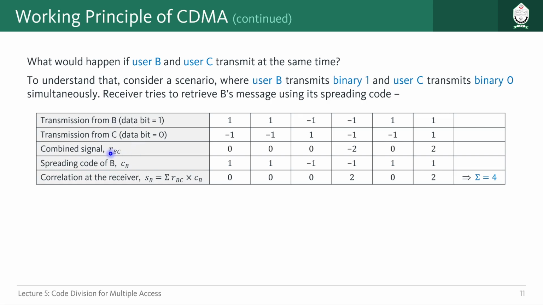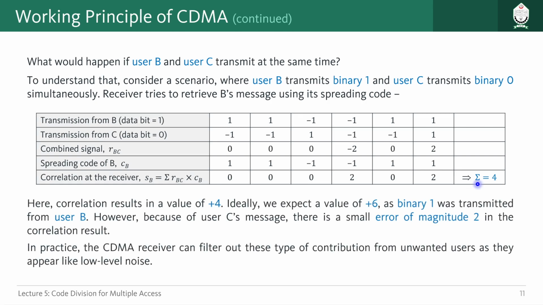So the combined signal R of BC is this one. We just add all those up, and this is the composite or combined signal at the channel. This will be received by our receiver, and our receiver is trying to retrieve the information transmitted from user B using its code C of B. So user B's spreading code is this one, and after taking the correlation of C of B with R of BC, we get the correlation, which is this one, right? Which will result in a value of +4. So S of B, which is the correlation at the receiver, results in a value of +4.